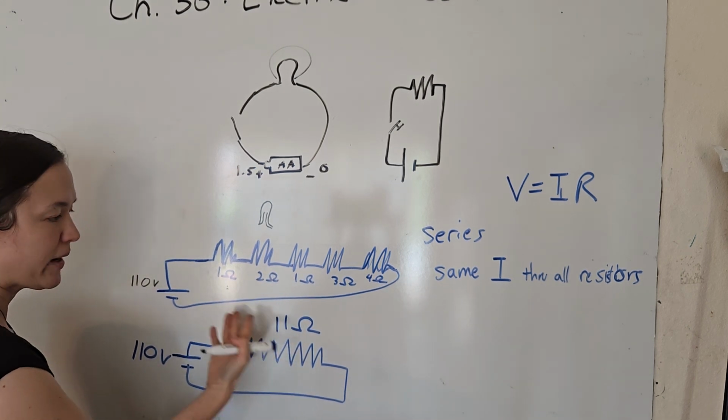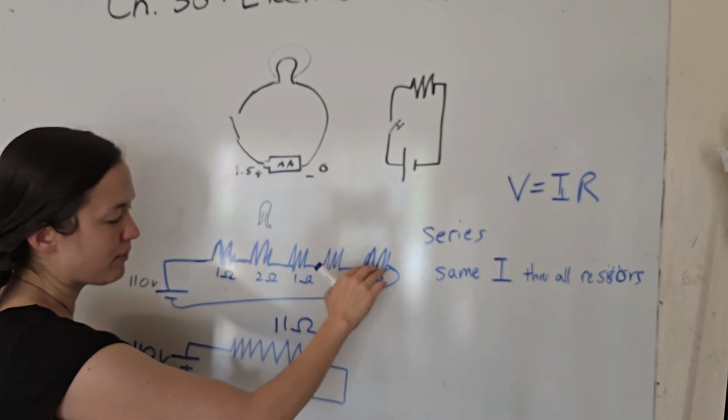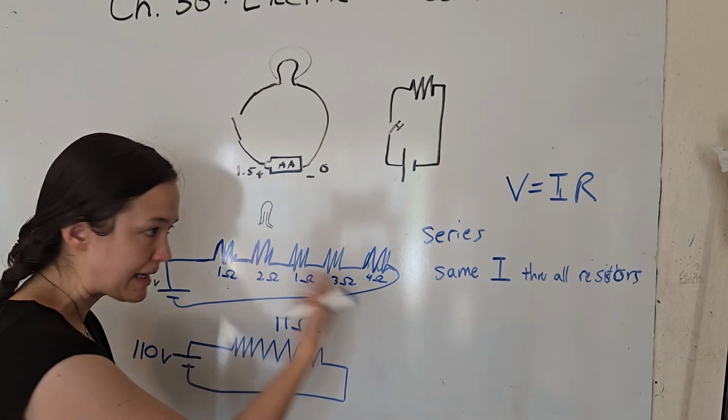So in series, when I want to find the equivalent resistor, I just add them up, because the same current is having to pump through each of them. It doesn't matter if it gets little breaks in between or if it's jammed together. It's the same current going through it.